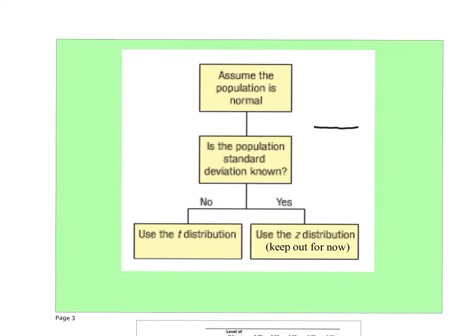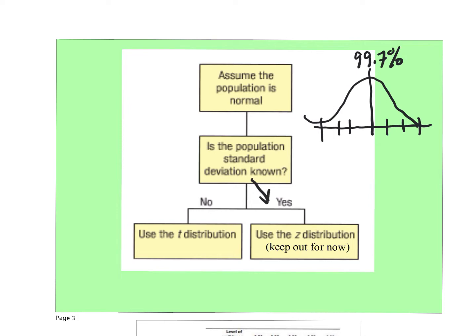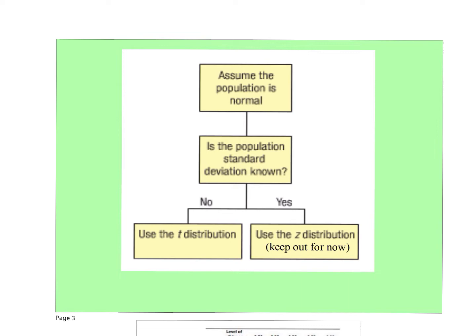In all of our work so far, we've been assuming a bell curve that is normally distributed, meaning 3 standard deviations in either direction will encapsulate 99.7% of the information. But we've been working on the assumption that our population standard deviation was known, so we used z. But that's kind of unrealistic. So today we start answering the question, is the population standard deviation known? No. So we're going to use a new chart called the t-distribution, or Student's t.